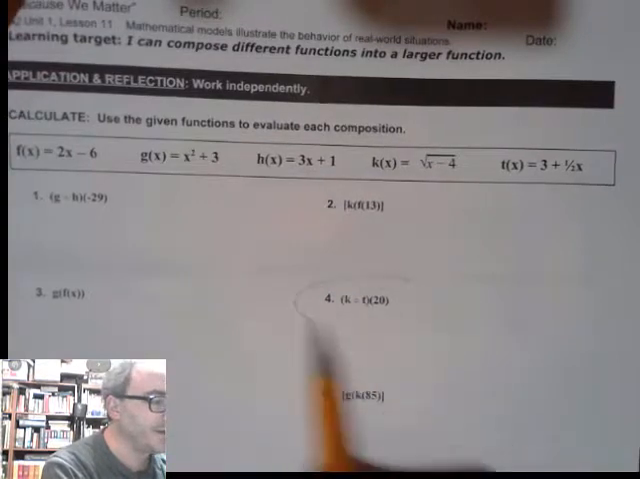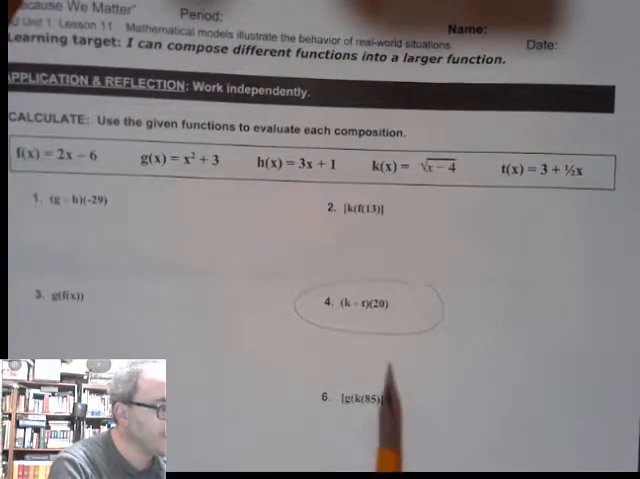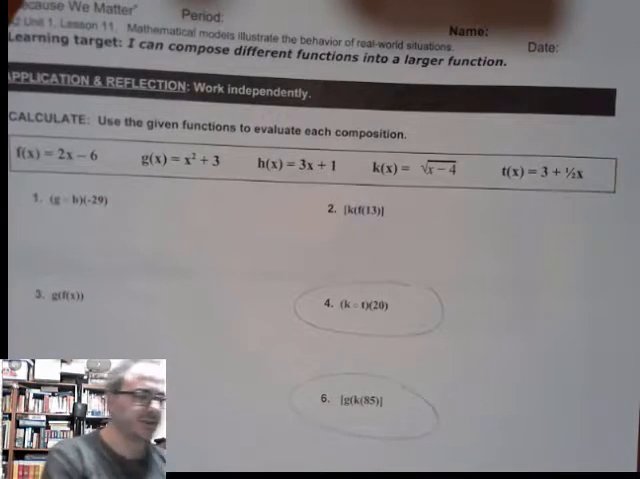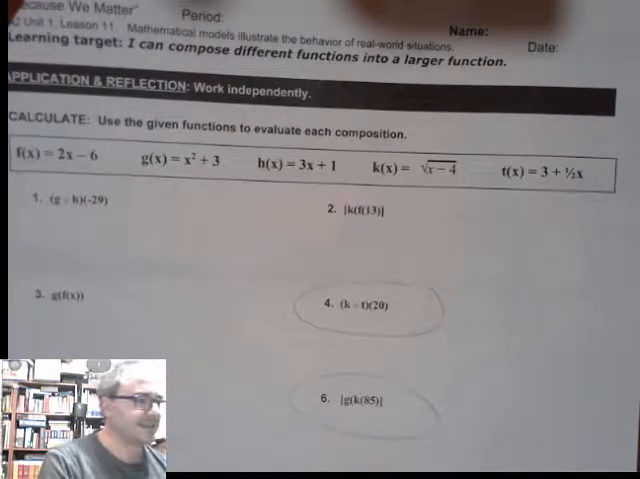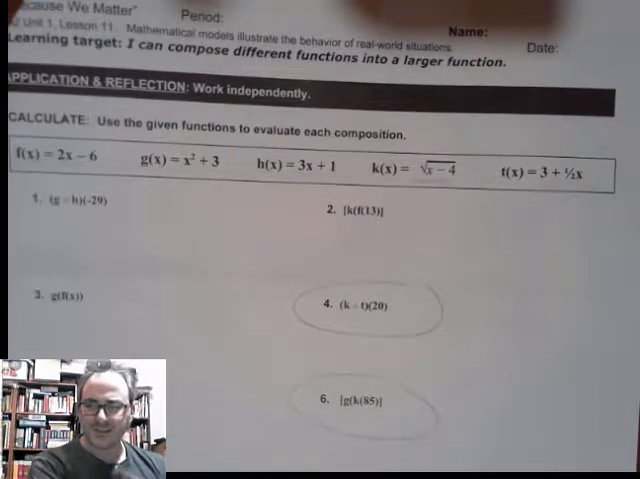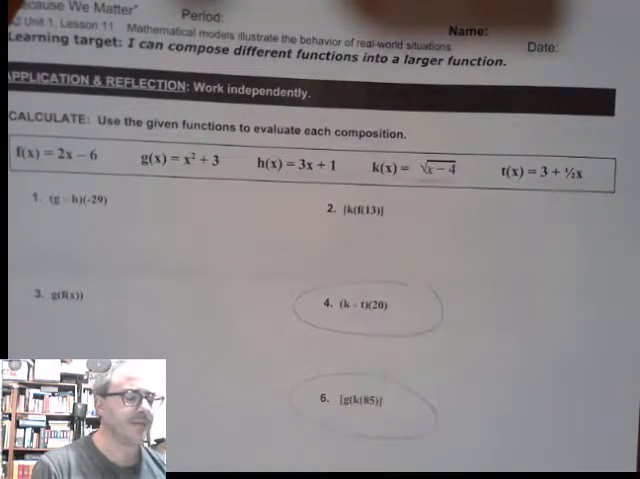All right, I'm going to do this one here. What other one looks kind of hard? You know, I'm going to do this one here. I'm going to do those two because K is that square root. I'm afraid the square roots will throw some of you off. All right, so this is the K of T of 20.